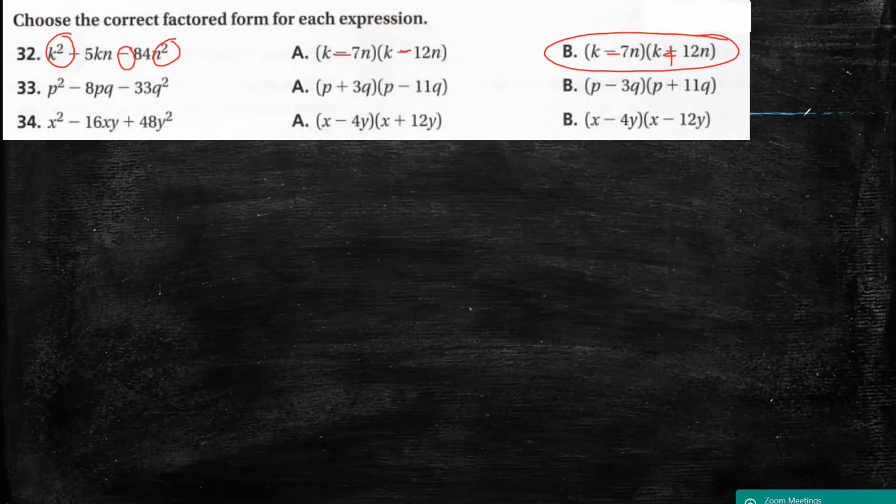Now look at the second one here. We have negative 33, so they have to be different. Look at A and B. Both of them have a different sign. So I cannot decide yet. Let's find another thing. I now need to write all the factors of 33, or of negative 33.